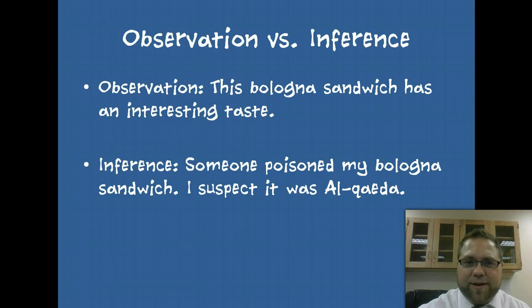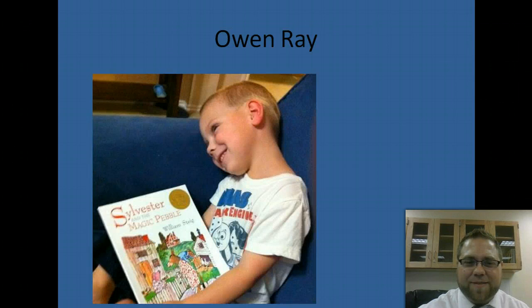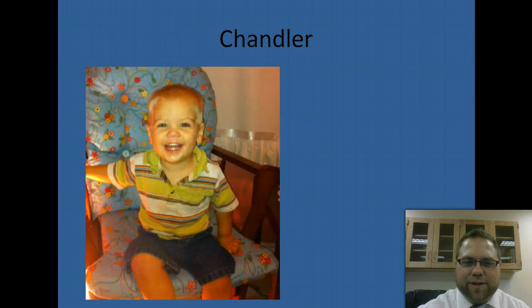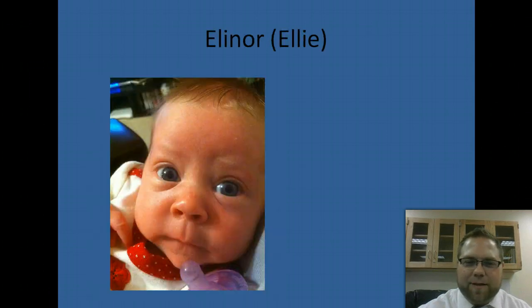For fun, I just thought I'd throw in some pictures of my kids. This is my oldest son, Owen Ray. This has nothing to do with the test, so this isn't like a bonus question, although it might be. He's 4. He's awesome. This is my son, Chandler, cheesing it up with a little drool action going. He is 2, and here's my little baby, Ellie. Her eyes look gigantic in this picture. So pretty much that was just for fun, so y'all can know me a little bit better.